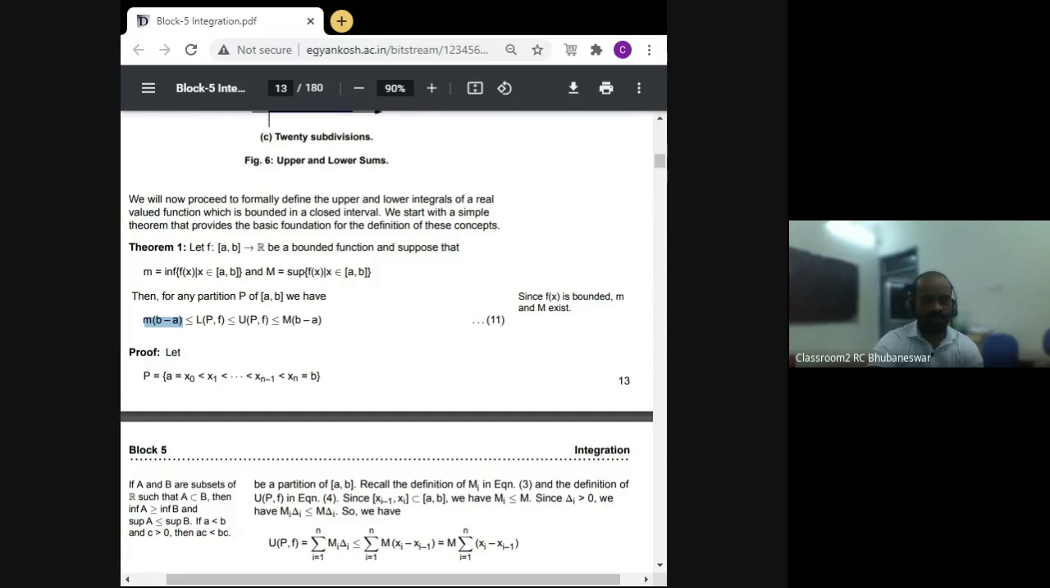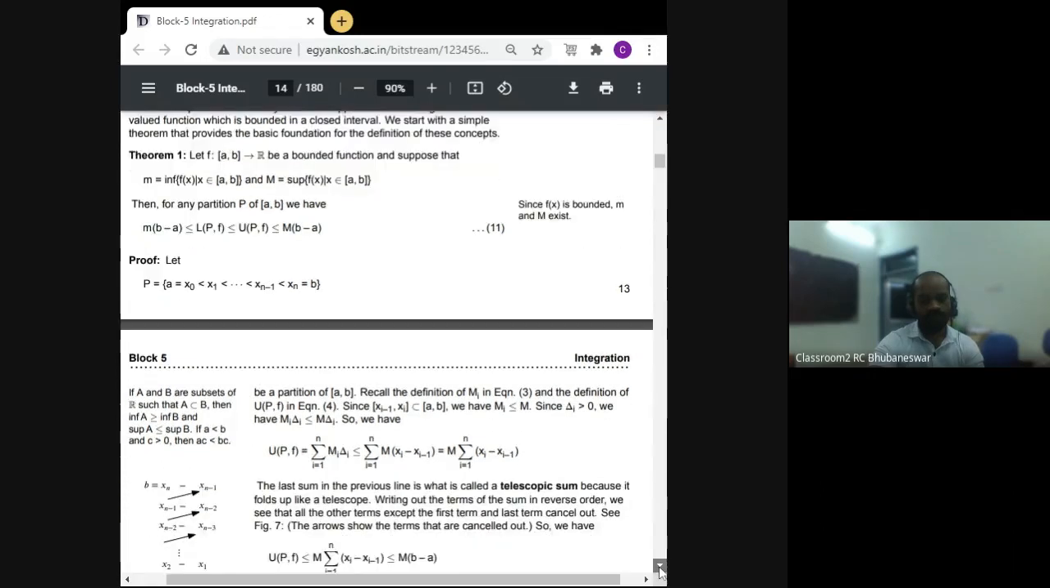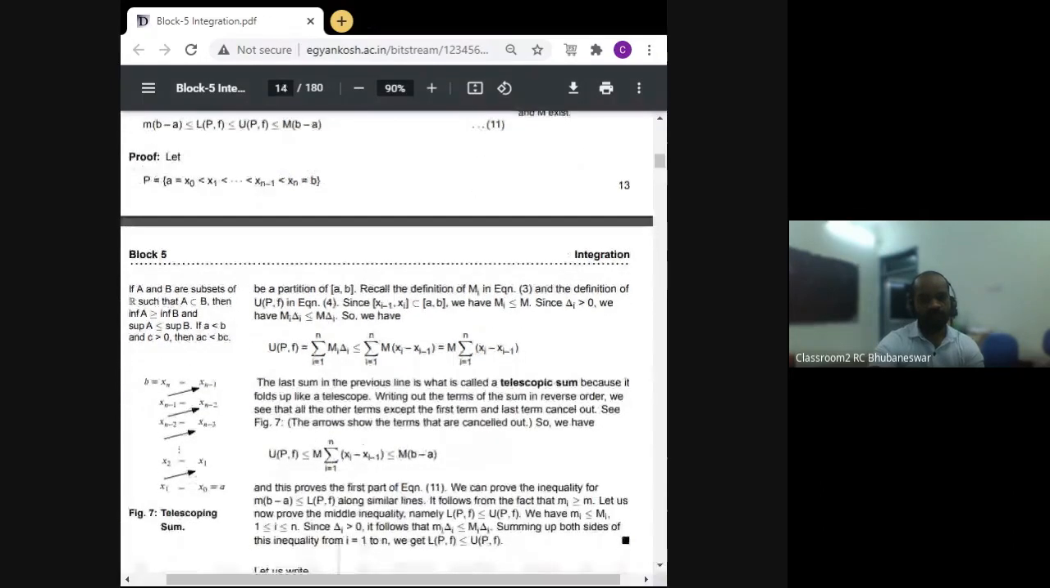Similarly, the second one is the lower Darboux sum, the third one is the upper Darboux sum, and the last one again uses capital M, that means the supremum value of the function throughout the interval AB, multiplied with the length of the interval, that is b minus a. So the proof has been outlined in the form of the upper Darboux sum definition.